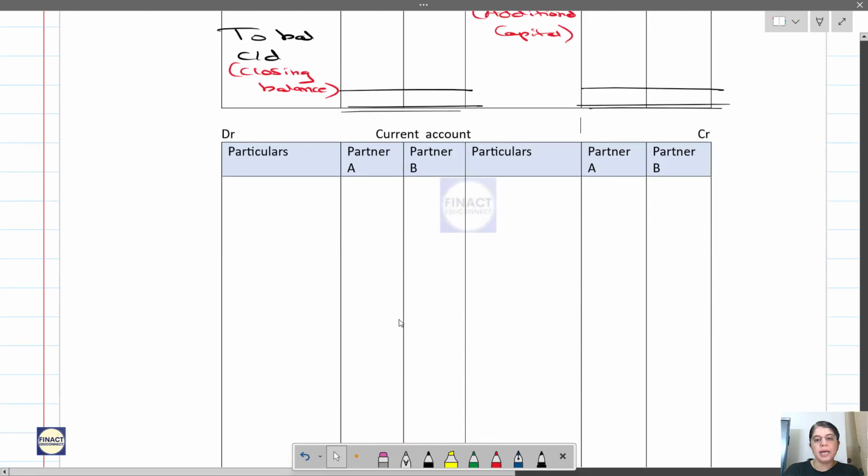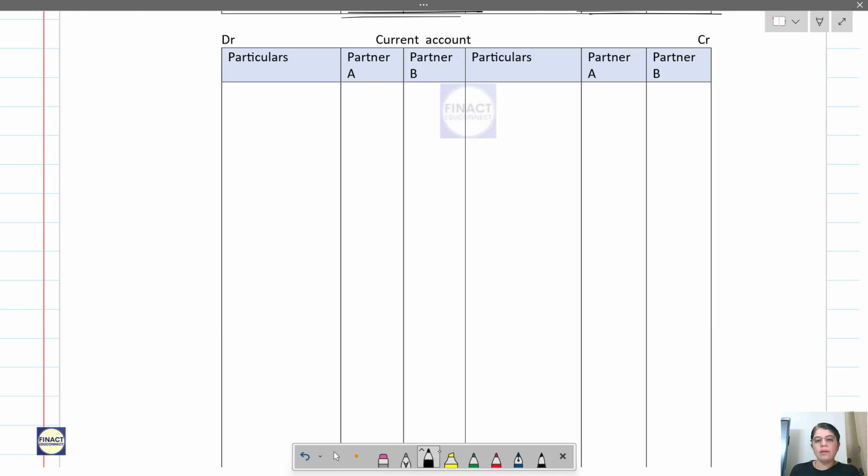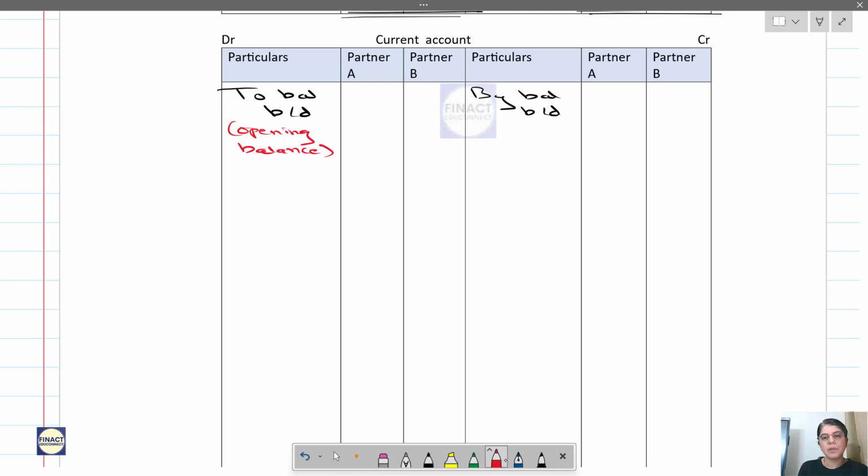And then in your current account you will have everything. So if it has a debit opening balance, then to balance brought down on debit side. If it is a credit balance, then by balance brought down. Okay, so this is nothing but opening balance. Both are opening balance. Correct. Now apart from this, all other transactions will come over here.